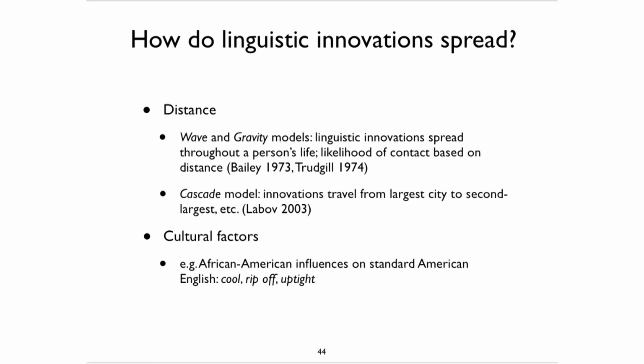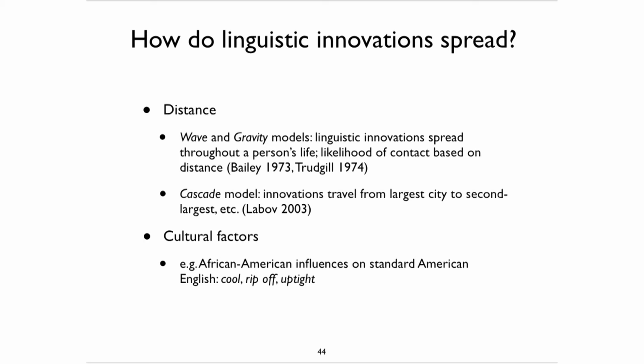And so the question is, how do linguistic innovations spread? In the sociolinguistic literature, there's kind of 2 groups of hypothesized explanations. One thing that's talked about a lot is distance, maybe geographic distance or social distance. There are certain conceptual models where linguistic innovations spread throughout a person's life, based on the likelihood of contact. For example, based on how far you live from someone else, that's how likely you're going to contact them. You might slowly get new words transmitted through there.